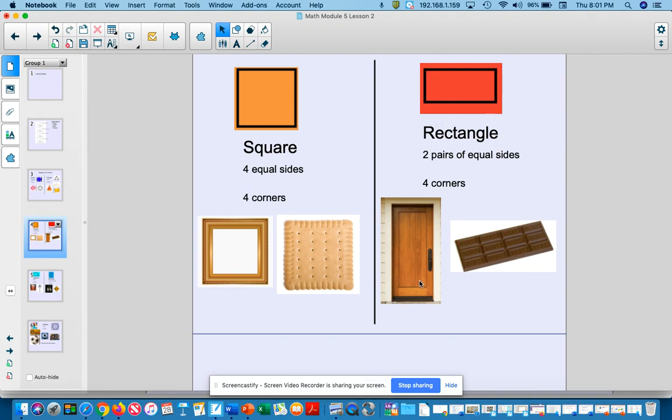Okay, and the door here is an example of a rectangle. This is a rectangle shape. Also, a chocolate bar is a rectangle shape. I see one rectangle, a big one here, and then there's all those little tiny rectangles inside the chocolate bar as well. So every day we're seeing those rectangles in our lives.